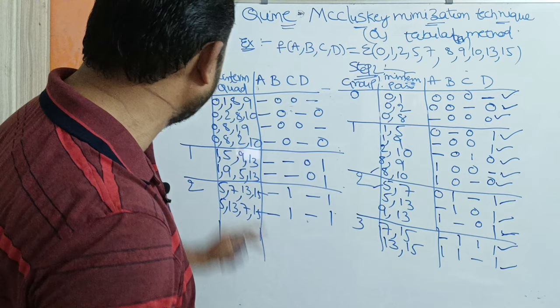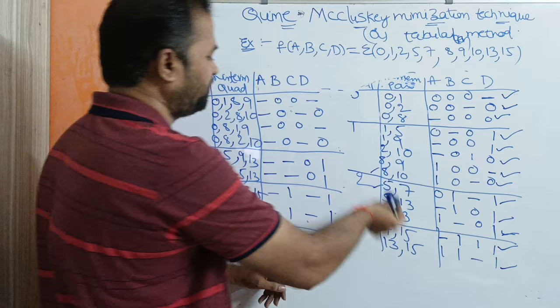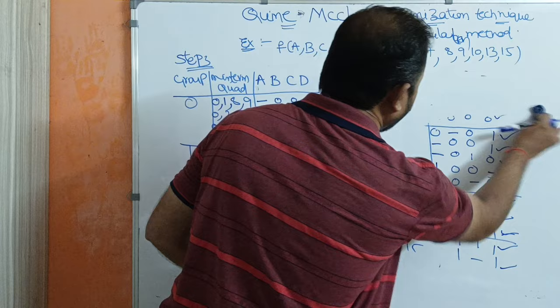Next, group 1 with group 2 is over. Next, group 2 with group 3 is over. Okay, next, yeah, for space constraints I'm erasing this portion.